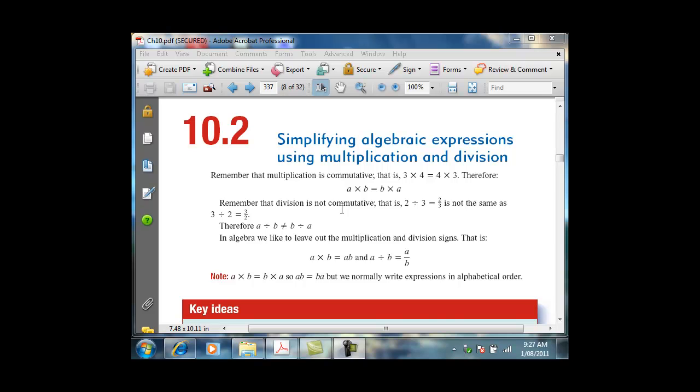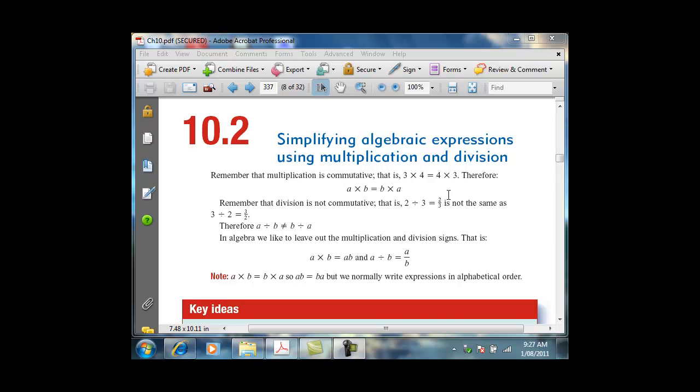All right, simplifying algebraic expressions using multiplication and division. Let's have a look at this. Remember that multiplication is commutative. What does this mean? This means if you take 3, multiply it with 4, and if you reverse the numbers, 4 multiplied by 3, you get the same answer.